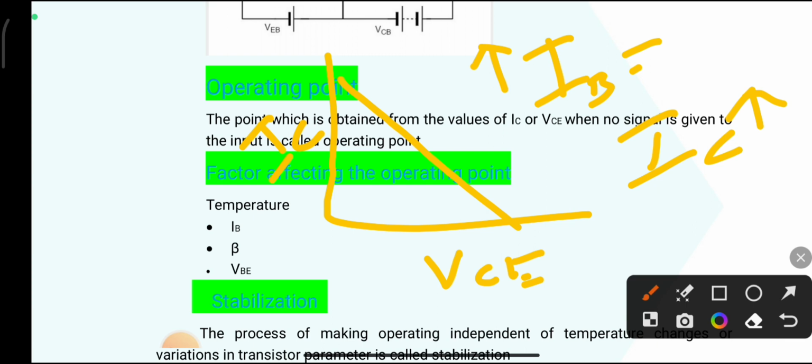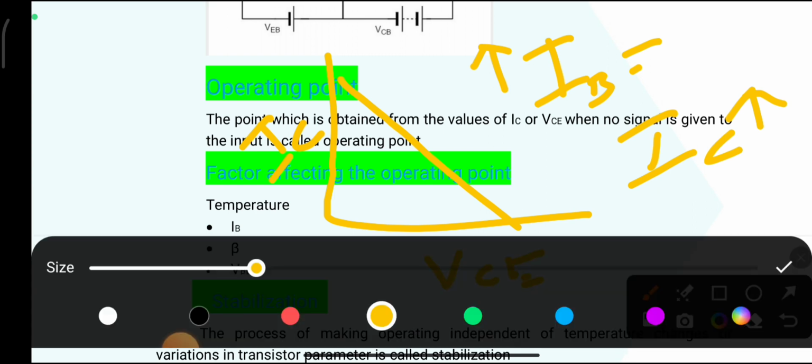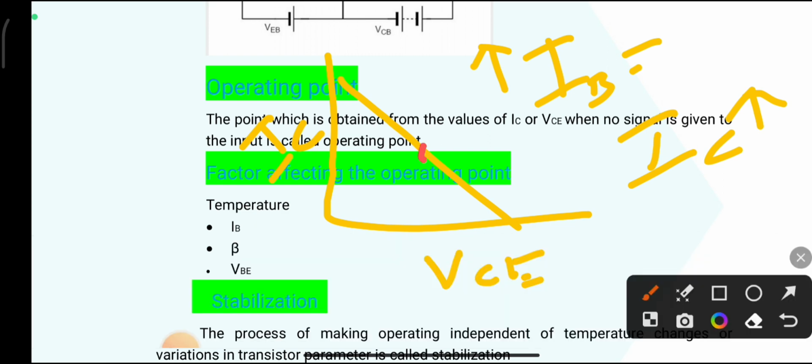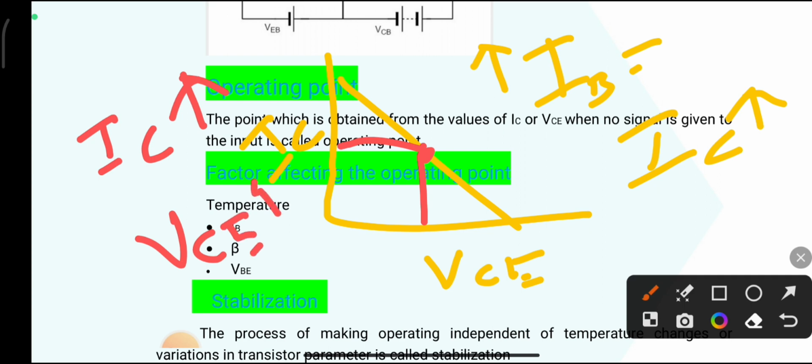The operating point depends on IC and VCE. When IC increases, VCE decreases. This Q point is called the quiescent point, or silent point, but it is really the operating point. This point is shifted towards the saturation region.